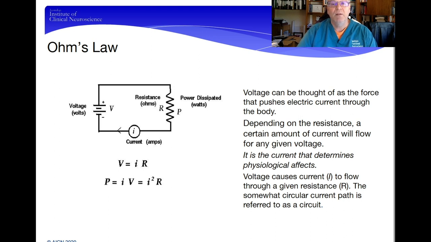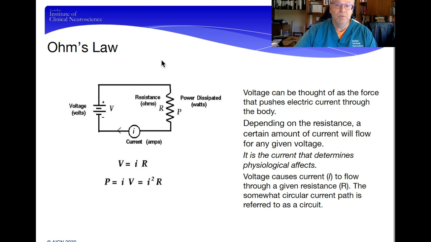Okay, now depending on the amount of resistance, a certain amount of current will flow for any given voltage. It's the current that determines the physiological effects that we're talking about. So the changes in the neuron functions that are produced by transcranial direct currents, or any of the currents that we put through the brain, are dependent upon the amount of current flow.